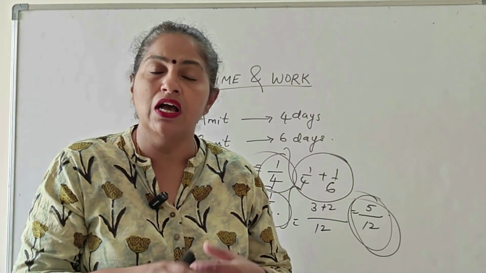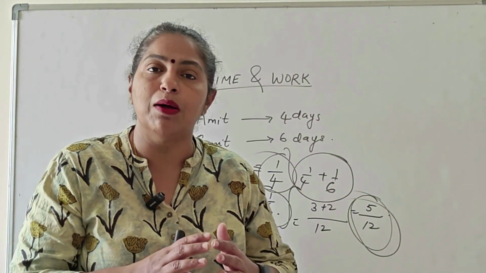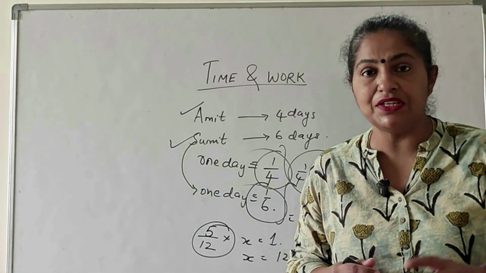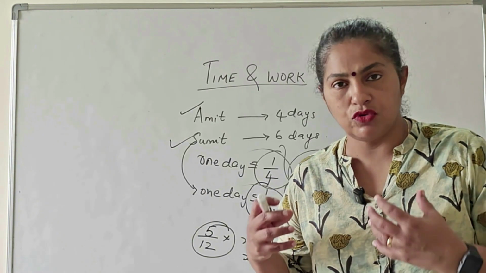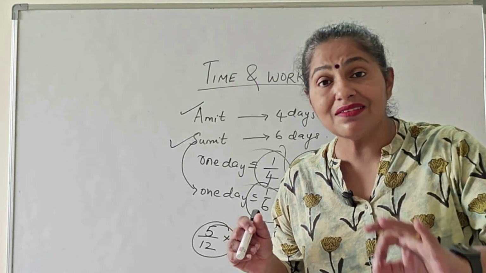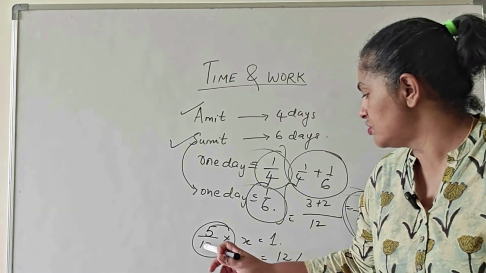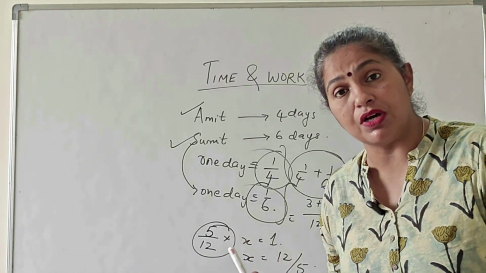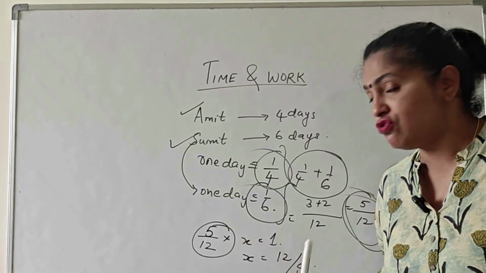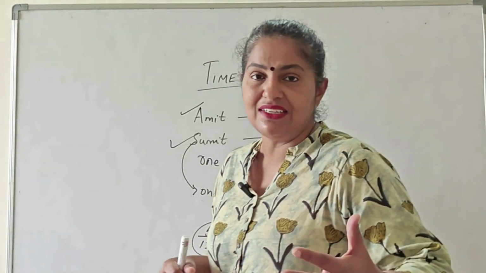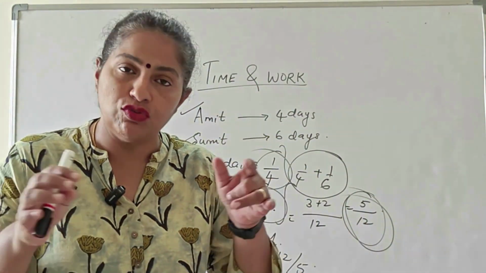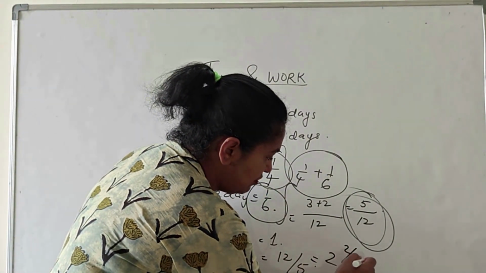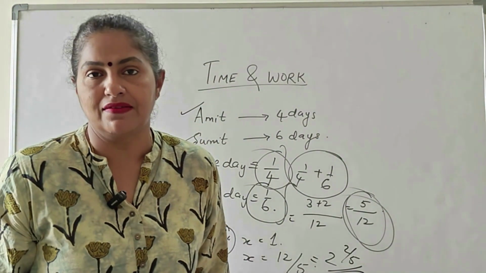Now we need to decide how many days they need to complete the entire work. Since 5 by 12th of the work is completed in a single day, let us take that both of them use X number of days to complete the entire work. So 5 by 12 into the number of days will get me the complete work. So the number of days is given by 12 by 5. Now you cannot write 12 by 5 days. Please convert it into a mixed fraction, which will give us 2 and 2 by 5 days.